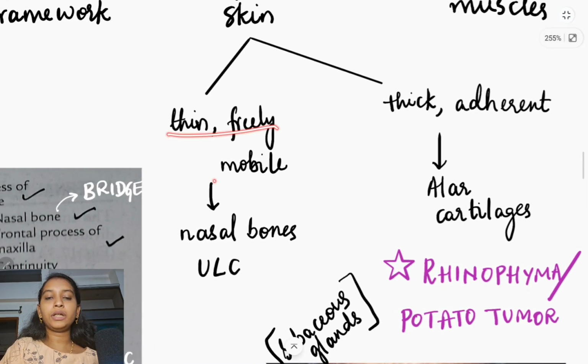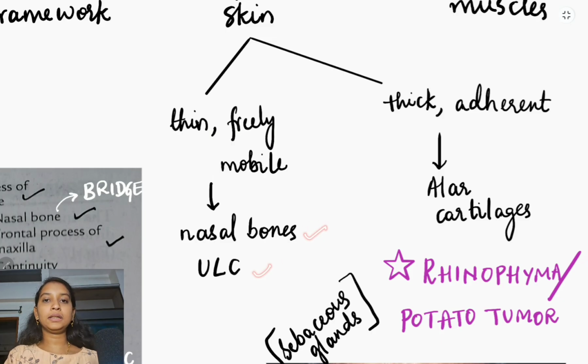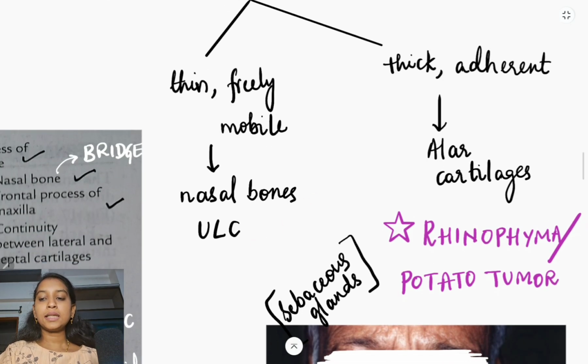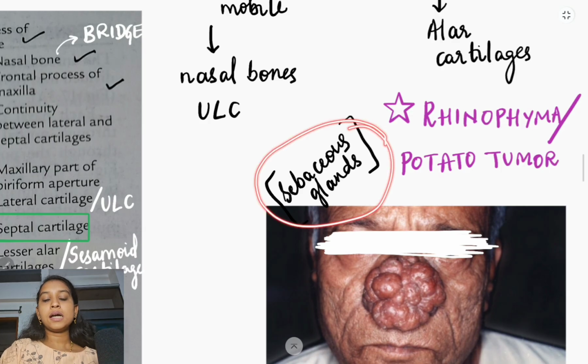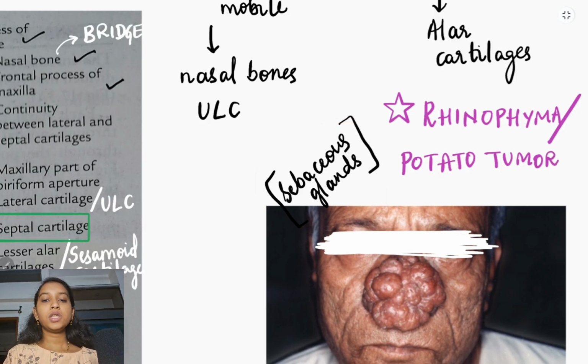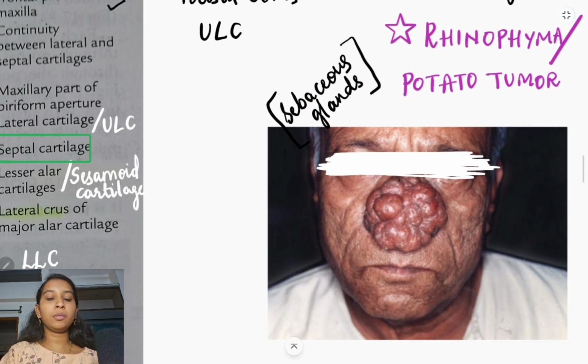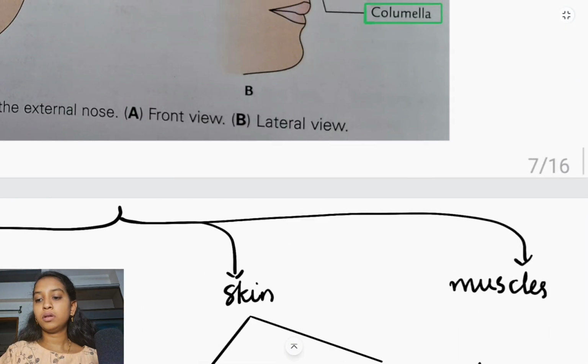It is thin and freely mobile in the upper part where it covers the nasal bones and the upper lateral cartilage, whereas the skin that covers the alar cartilages is thick and adherent. This skin is also abundant in sebaceous glands, which reminds me of a tumor called rhinophyma or potato tumor. This tumor is due to the hypertrophy of sebaceous glands present here, which I'll be elaborating on later on. There are various muscles also present in this area.